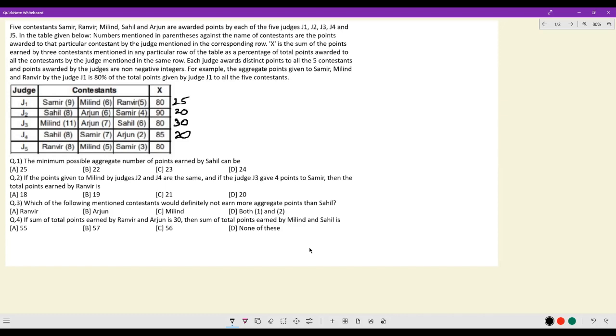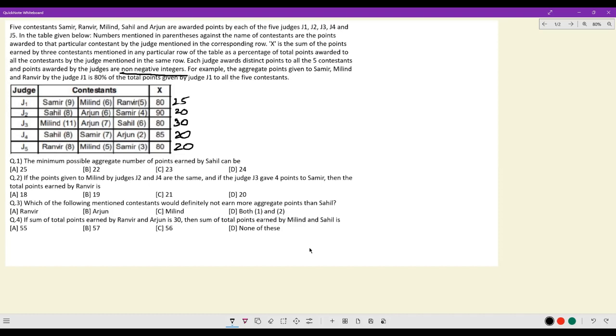And for judge 5, 8 plus 5 plus 3 is 16. 16 is 80% of the marks. Total marks given by him is 20. Okay. So we know the total marks given by all the 5 judges. Each judge awards distinct points to all the 5 contestants, and points awarded by judges are non-negative integers, which means 0 is also possible. For example, the aggregate points given to Sameer, Milind, and Ranveer by judge 1 is 80% of the total points given by judge 1 to all the 5 contestants.